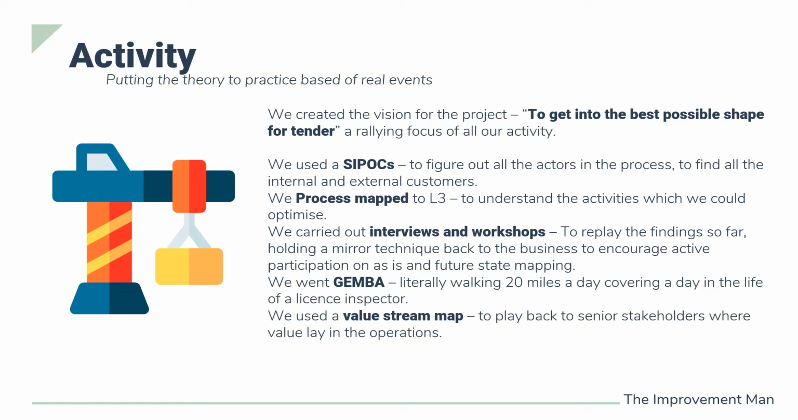We then used the basic tools, which are SIPOC, to find out who the internal and external stakeholders were that we needed to be concerned about and which processes mapped to them. We then mapped the processes to a level 3, and we'll cover the levels and how to process map in another video. But we wanted to understand the activities that could be optimized.